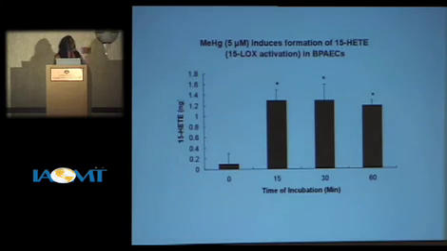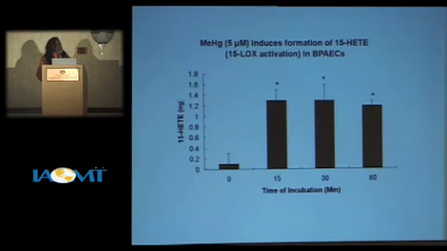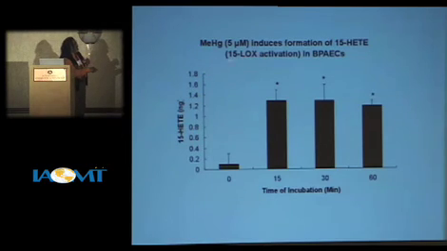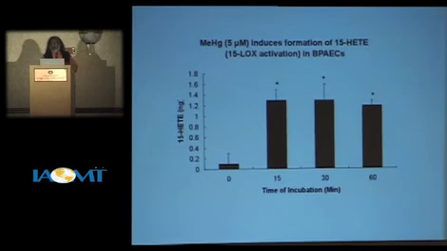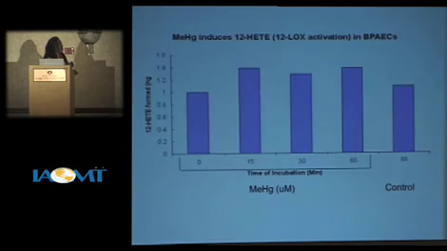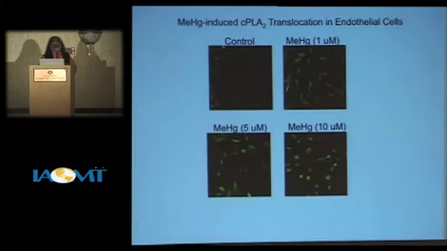These are the products that we measured. Again, these are measured by LCMS, liquid chromatography mass spectrometry. We looked at lipoxygenase metabolites, look at the increase in these metabolites when treated with methyl mercury in the endothelial cells. And this one is a 12-lipoxygenase product, again, a slight increase with the 12-lipoxygenase product.